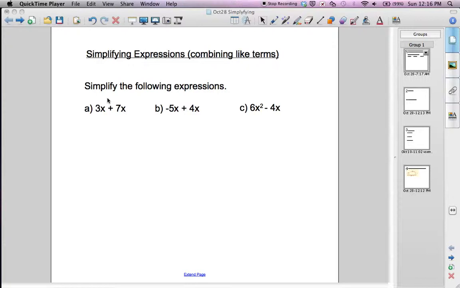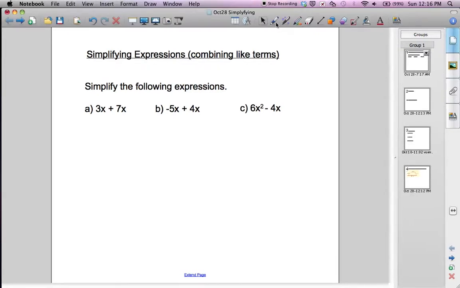This is Mr. Collier, and today we're simplifying some algebraic expressions. And the key to simplifying some algebraic expressions is you have to always combine like terms. Okay, so let's look at the first one here.